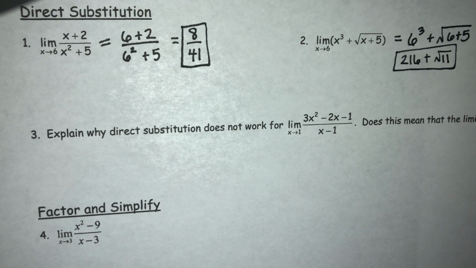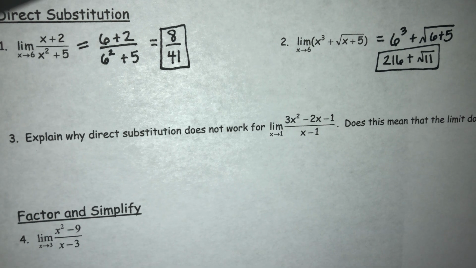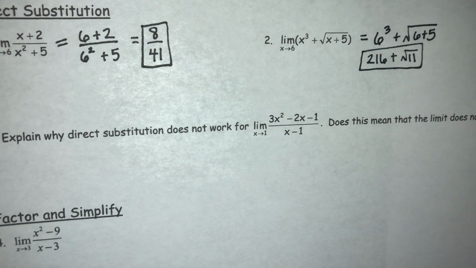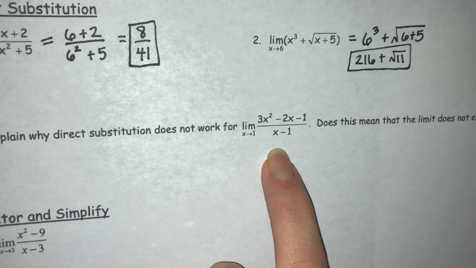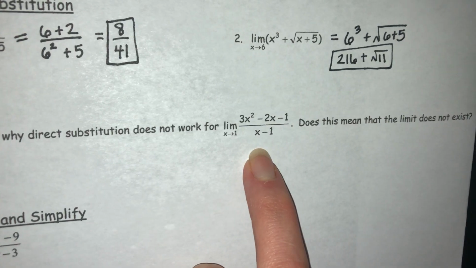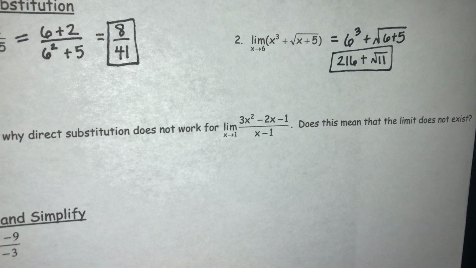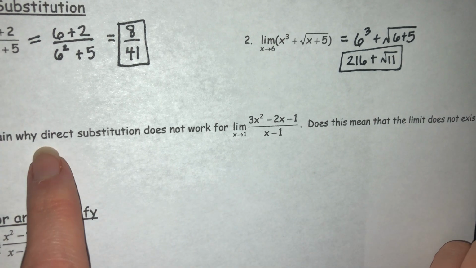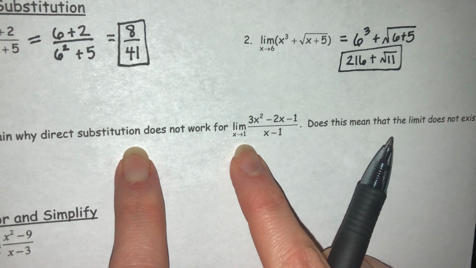All right. Number 3, it says, explain why direct substitution does not work for the limit as x is approaching 1 of the function 3x squared minus 2x minus 1 all divided by x minus 1. Does this mean that the limit does not exist? Okay, so why can't we just do a direct substitution here? Do you see a problem with x being equal to 1?